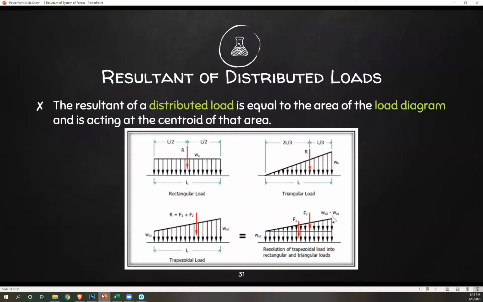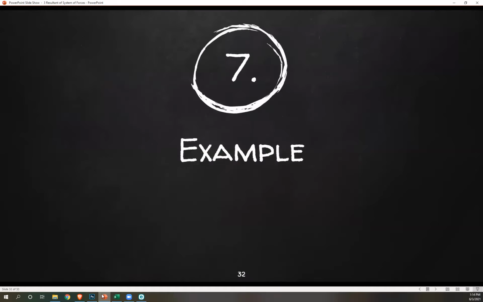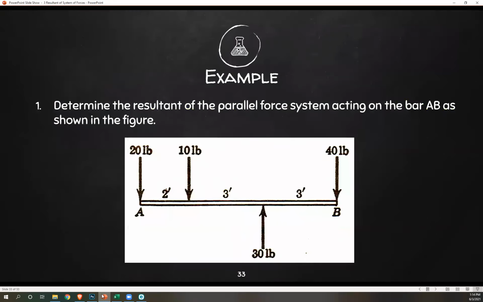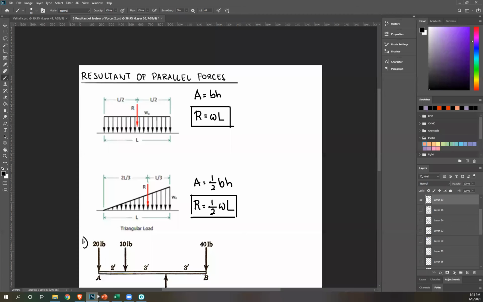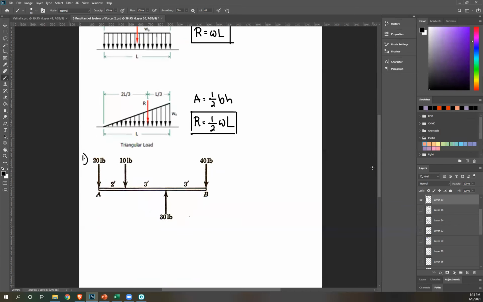Okay, great. So let's have one example so that you have a better idea of parallel forces. Determine the resultant of the parallel force system acting on bar AB as shown in the figure. So resultant, that means its magnitude and its position. The resultant is easy for parallel force systems. That's just a summation of forces. Here, it's Y. They're all vertical. Sign convention applies. Upwards, positive, downwards, negative.